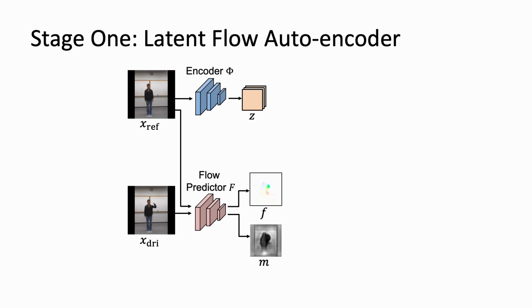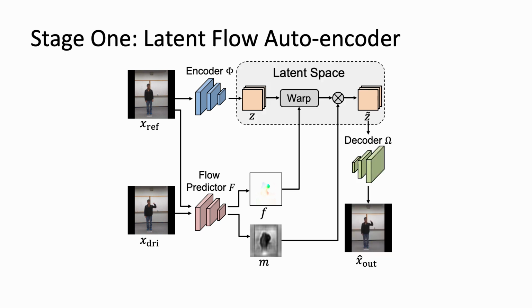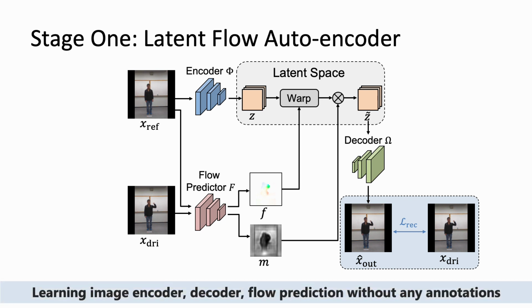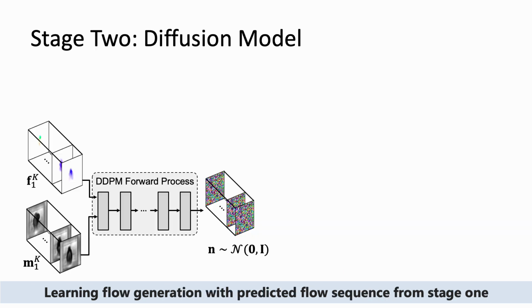These are the training details of our stage 1. Given the subject image and a driving image from the real video, we employ a flow predictor F to estimate the feature flow and occlusion map. Here M is to handle occlusion. We also employ an image encoder phi to encode the reference image as feature map Z. We then apply both flow F and occlusion map M to warp the subject image feature Z and feed it to the image decoder to generate the output image. We utilize several loss functions to train the models. Note that we don't need any annotation in stage 1.